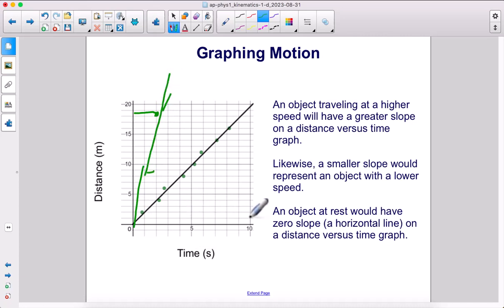Likewise, a smaller slope would represent an object with a lower speed, so less distance over more time. An object at rest would have 0 slope. It would be a horizontal line. So for example, if you're at a location of 15 and you're not moving at all, you will just stay at that same distance.